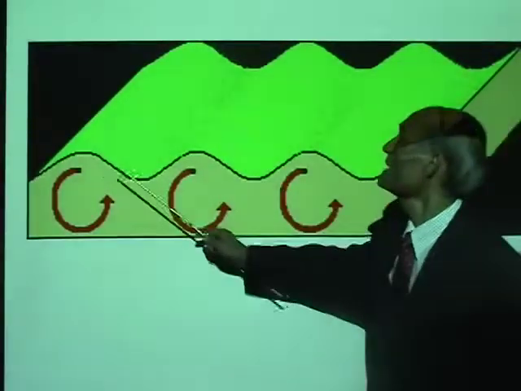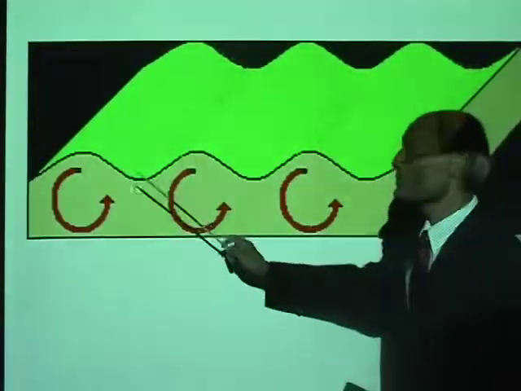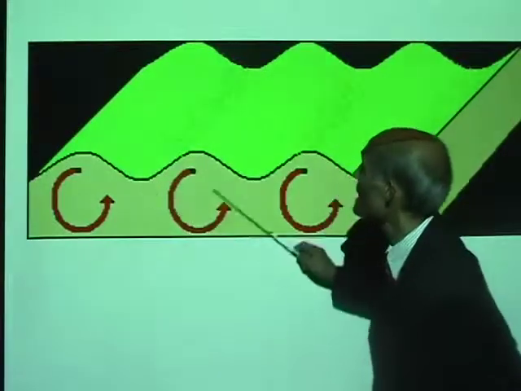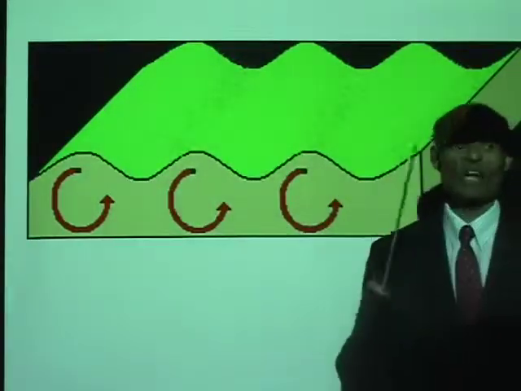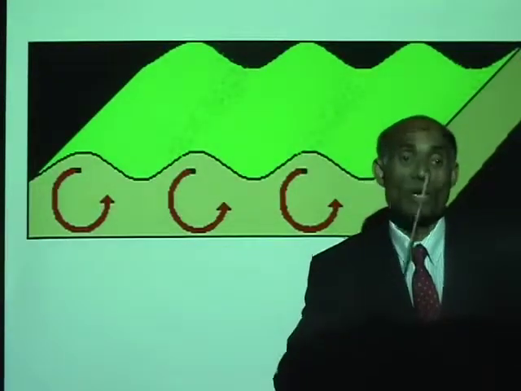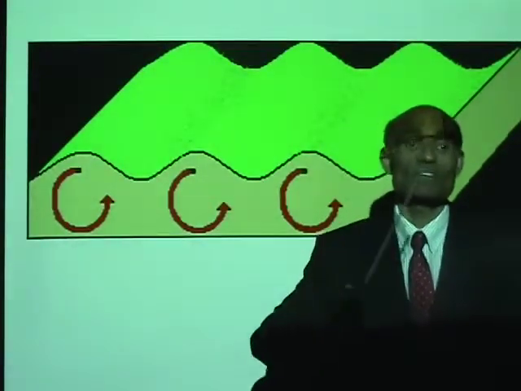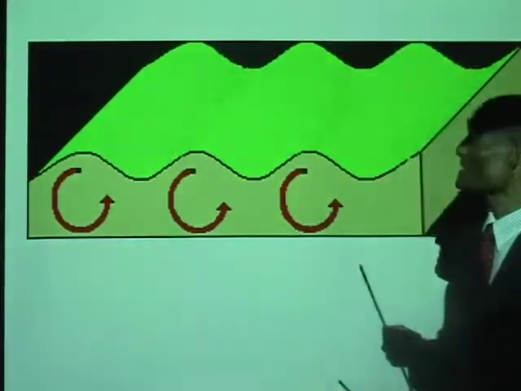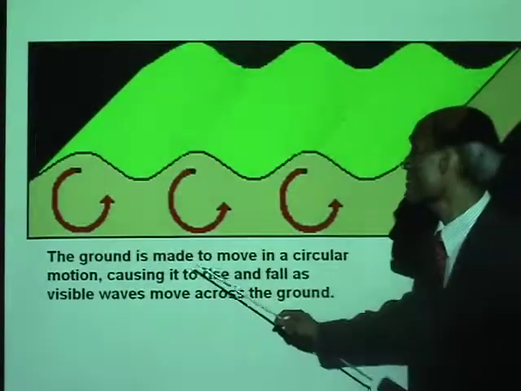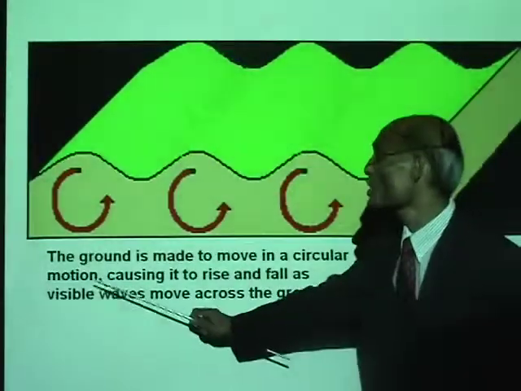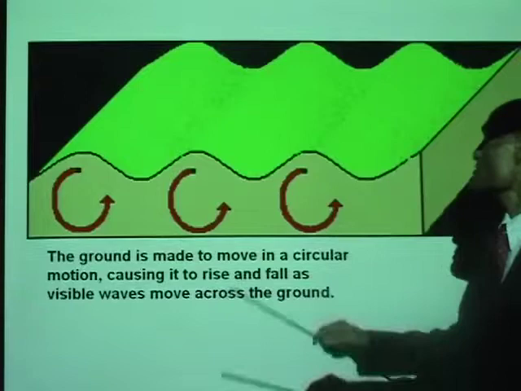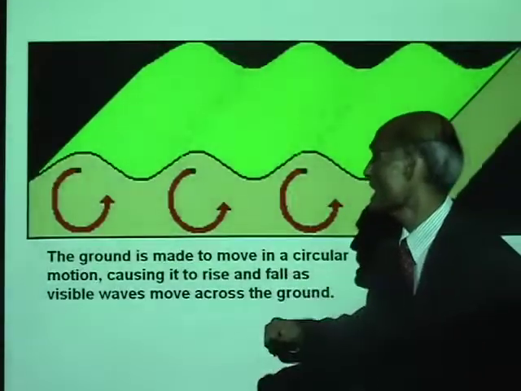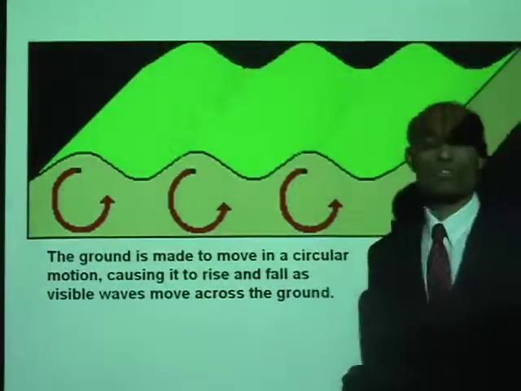Now there you can see the rocks on the surface are made to vibrate in a circular way, not exactly back and forth, not exactly up and down, but actually a combination, just like the waves in water. There is a sort of circular oscillation. The ground is made to move in a circular motion, causing it to rise and fall as visible waves move across the ground.